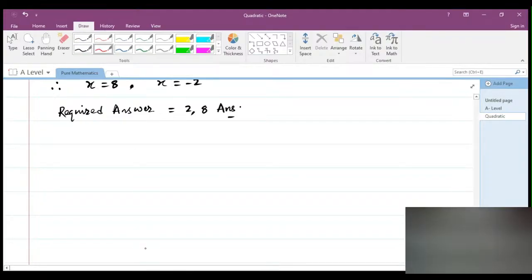So this is the question 1 to D: 5x squared plus 19x plus 12.